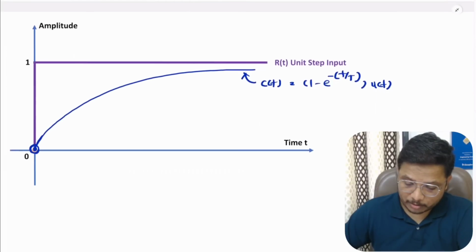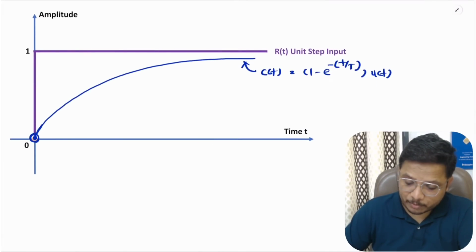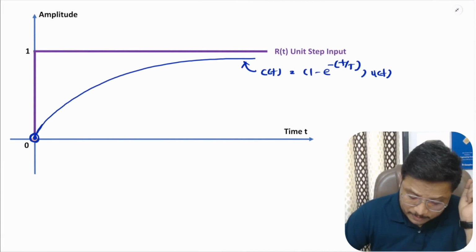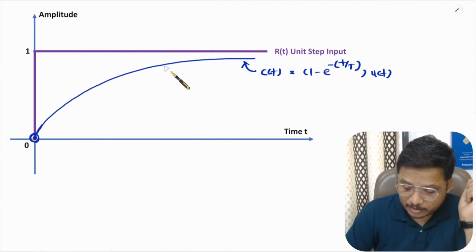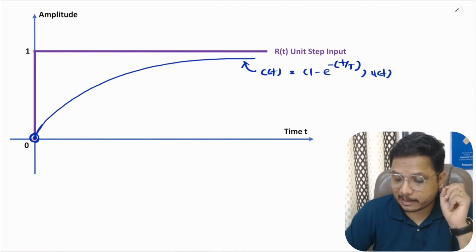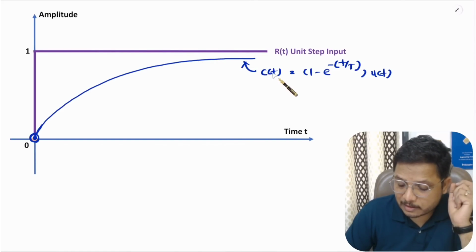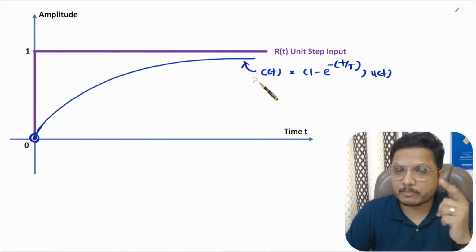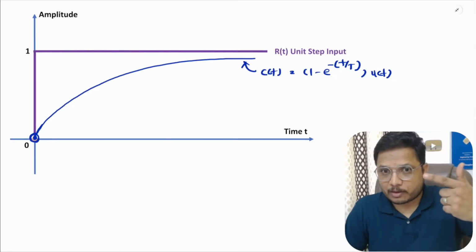That is our output. Now with this output, there are a few basics that we need to know. Like you can observe here, output is increasing, but at what rate is it increasing? To identify that, we need to differentiate this C of t with respect to time. So rate of output means speed of output, right?